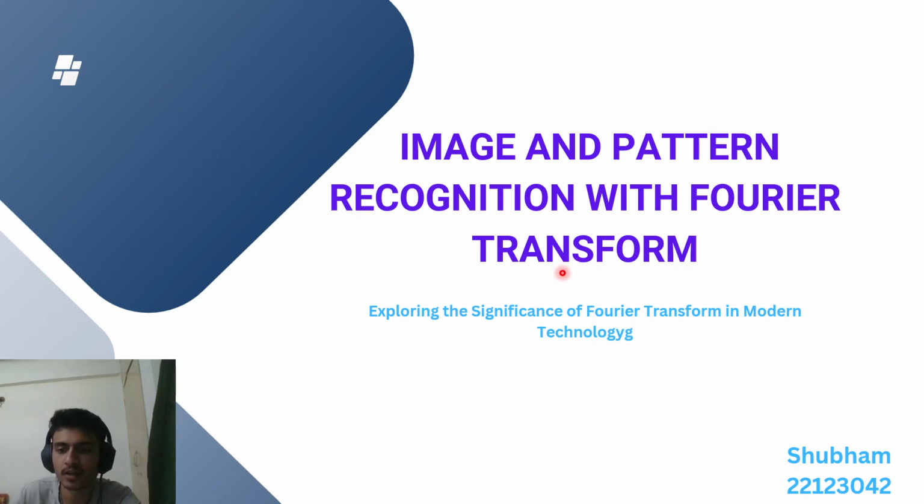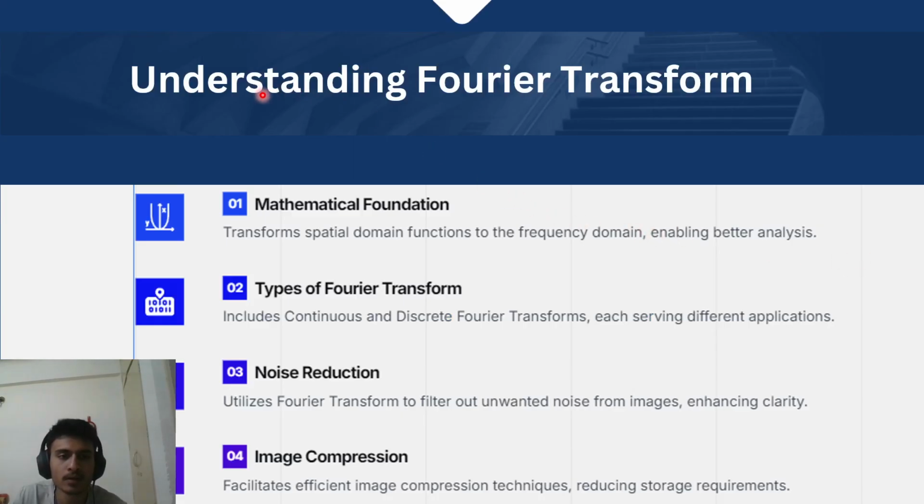I am a third year undergraduate at IIT Roorkee, and today I am going to talk about a topic named image and pattern recognition with Fourier transform. Today we will be exploring the significance of Fourier transform in modern technology. First, we are going to understand what Fourier transform is, its mathematical foundation, the different types of Fourier transform, and how it is used in noise reduction and image comparison.